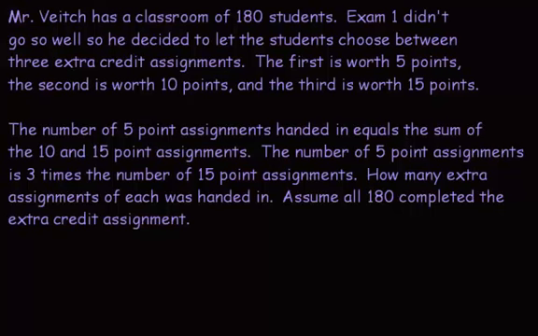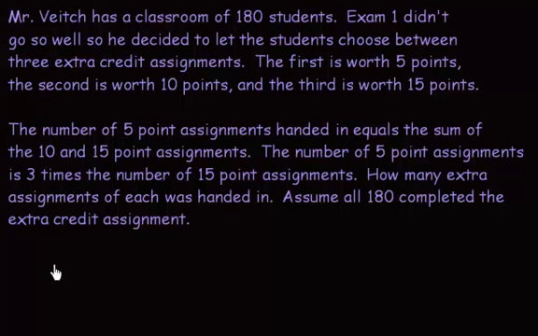Mr. Veach has a classroom of 180 students. They just took exam 1 and exam 1 didn't go so well, so he let the students choose between 3 extra credit assignments. The first is worth 5 points, the second is worth 10 points, and the third is worth 15 points. And obviously this would have been a lot easier than the 15-point assignment. So the number of 5-point assignments handed in equals the sum of the 10 and 15-point assignments. The number of 5-point assignments is 3 times the number of 15-point assignments. How many extra credit assignments of each was handed in? Assume that all 180 completed the extra credit assignment.